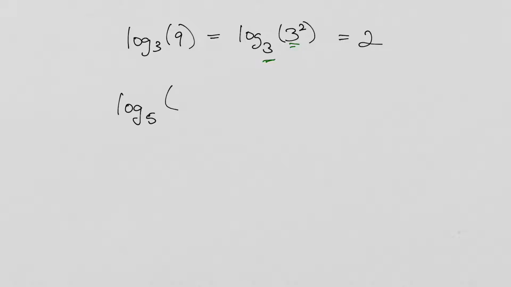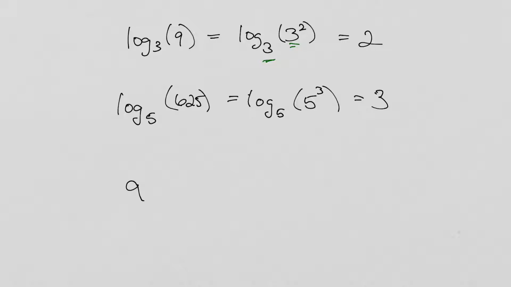So if I had log base 5 of 625, well, if you factor it, 625 is the same thing as 5 to the 3rd power, right? And those will undo each other, and I'm just left with a 3. Same idea for exponents.